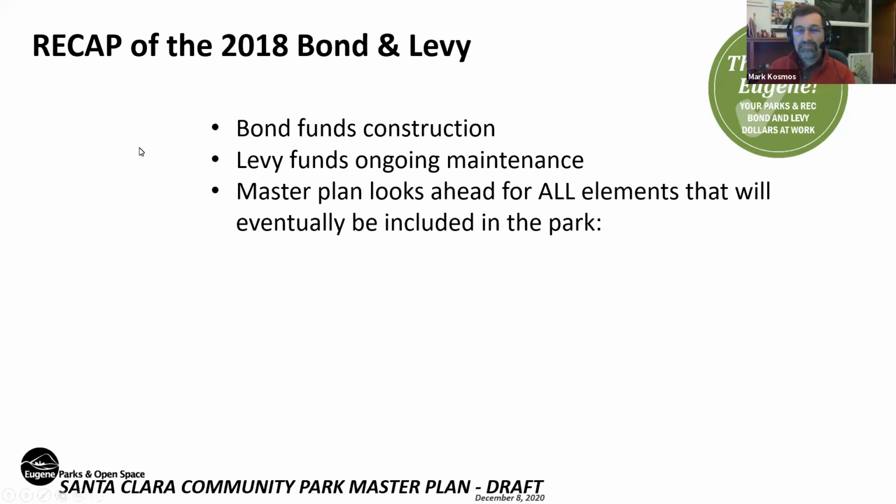Excellent. So to recap, we wanted to thank our Eugene voters for passing the 2018 bond and levy measure. It makes this process possible for prioritizing the needs of the Santa Clara community, as well as realizing them in the construction of a community park in 2022 and 2023. As a reminder, the bond funds the construction and the levy funds the ongoing maintenance. The master plan, of course, looks ahead for all the elements that will eventually be included in the park, like the community center, pool, and of course the park that we're here to talk about today in Santa Clara. The park is our highest priority, and the plan also takes into account your community feedback from the workshops, but most importantly from the surveys.